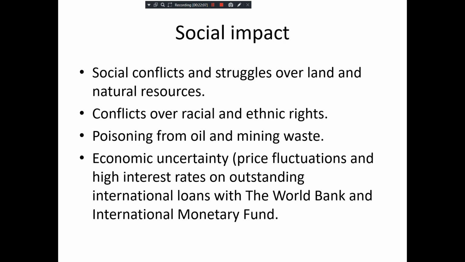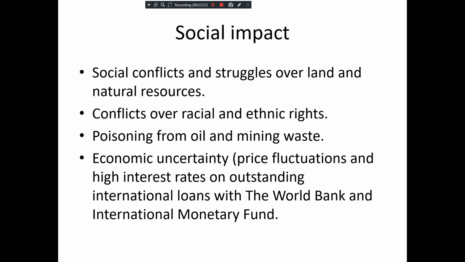Then what is the impact? Social impact. As a result of this deforestation, there are social conflicts and struggles over land and natural resources, because the population is increasing, but we are left with a small amount of natural resources, including forest. Then there will be conflicts and struggles between people, states, or even between nations.